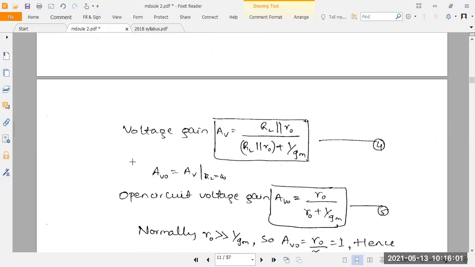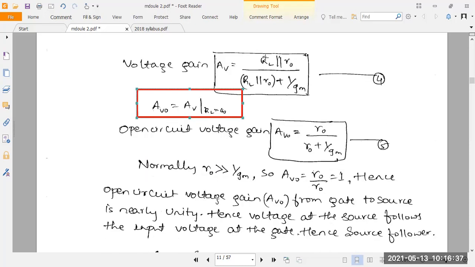Next, you write the AV0 equation, AV0, the open circuit voltage gain. Okay, you have to write the open circuit voltage gain when RL is neglected, means RL is infinity here. Okay, AV0 means what here? Neglect the RL. Wherever RL is there in equation number 4, remove it here. Then you write the equation as it is: R0 divided by R0 plus 1 by gm. So AV0 is equal to R0 divided by R0 plus 1 by gm.